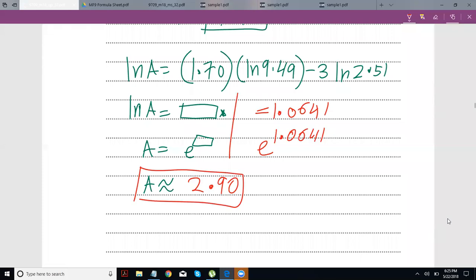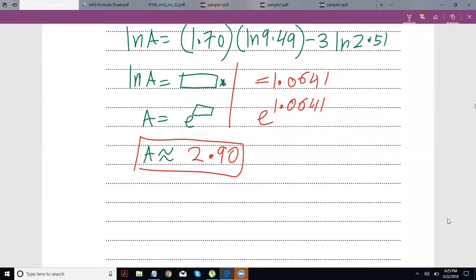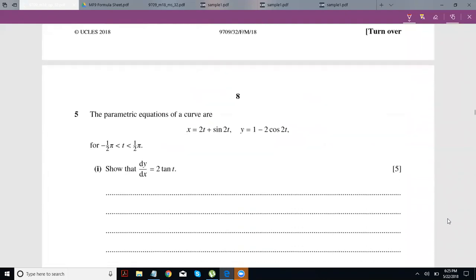Again, kind of stating the obvious here, but if you were getting something along the lines of 2.898 and you were then rounding it off to 2 decimal places, that gives you 2.90, you have to write the 0. You can't just write 2.9 when they've asked you to round it off to 2 decimal places, because the 0 has significance there as well.